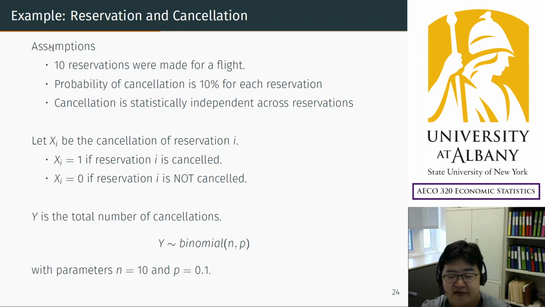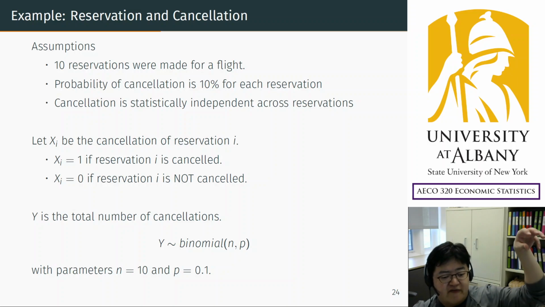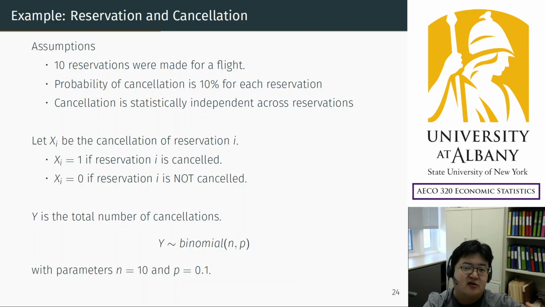But the difficulty in managing the reservations is the probability of cancellation. A single reservation may be canceled with 10% probability, and there are 10 reservations, and each reservation is independent of the others. That means the cancellation of the first reservation has nothing to do with the second reservation. Those people who reserved the flight do not know each other. So they are independent.